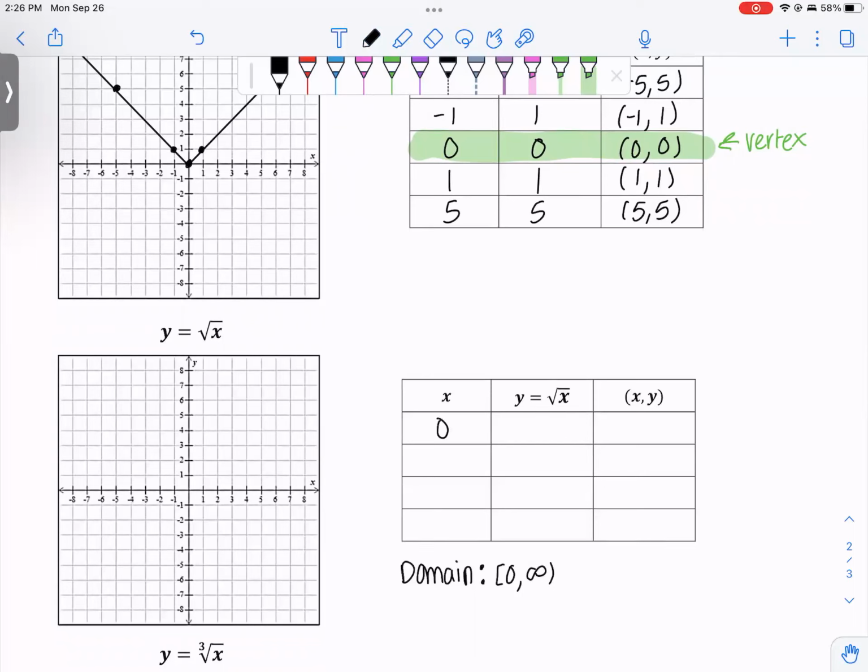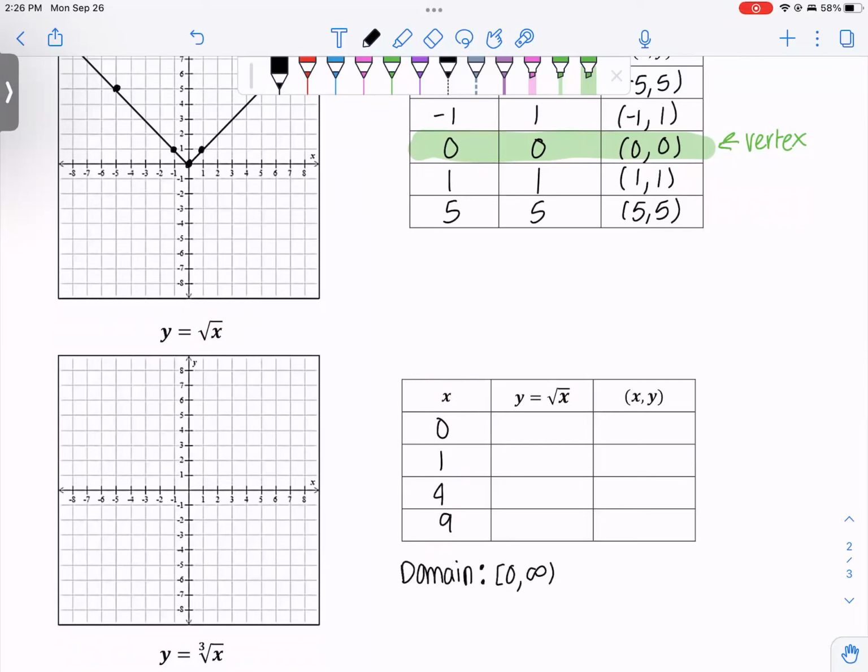I'm going to choose 0. And I know that I have to plug these x values into square roots. So I want to choose square numbers for x, because if I choose a square number for x, when I take its square root, it'll be a nice value. So 1 is a square number, 4 is a square number, and 9 is a square number.